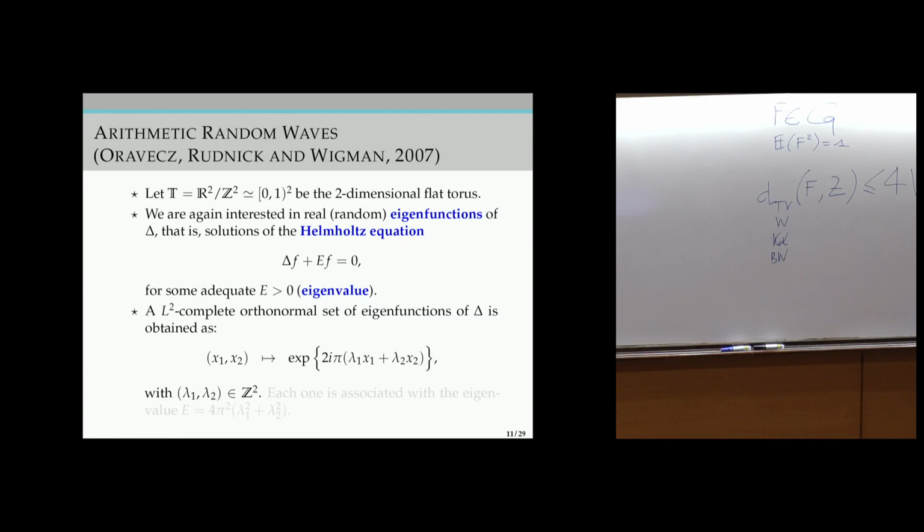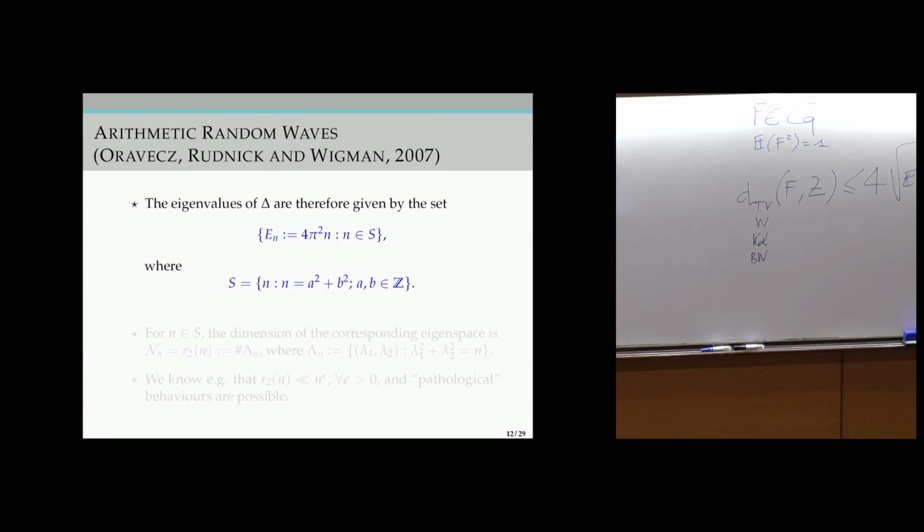And each one of these eigenfunctions is associated with the eigenvalue 4π²(λ1² + λ2²), okay? So this means that all the eigenvalues of the Laplace operator on the torus have the form 4π², which is not particularly significant, times a sum of two squares. So the set of eigenvalues is of the form 4π² n, where n is an integer that can be represented as the sum of two squares. This is a set which is very thin within all integers. It has density 0. There are very few of them. For instance, 5 can be represented as the sum of two squares, and 6 cannot, and so on. So there are many integers that are not covered.